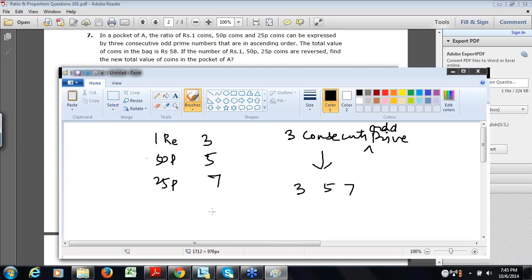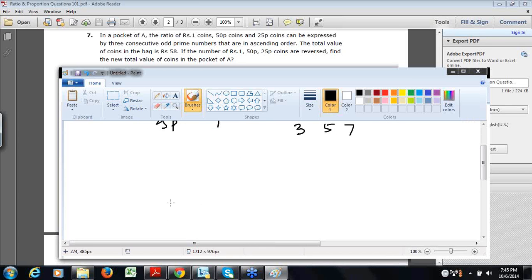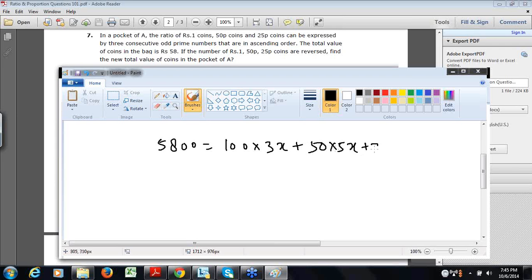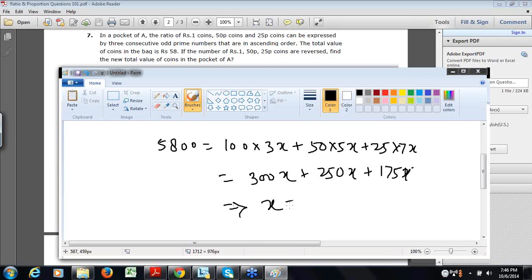So let's do the same thing. Let's find out the value. Convert all of them into paisa. So 5800 is the total paisa. So 100 paisa into 3x plus 50 into 5x plus 25 into 7x is equal to 5800, which is equal to 300x plus 250x plus 175x, which implies what? x is equal to 8.